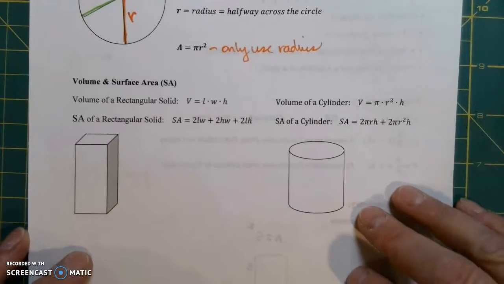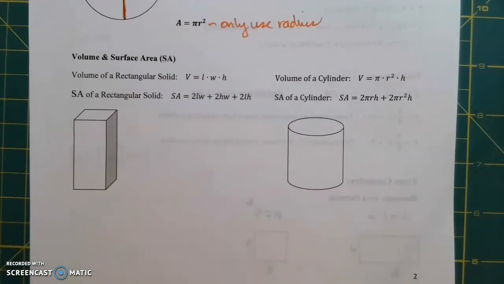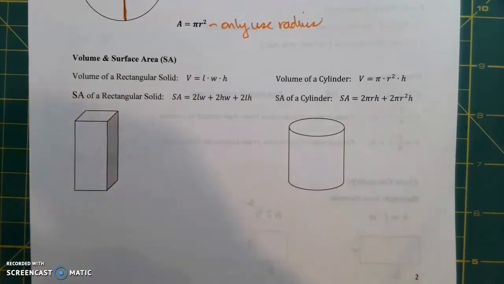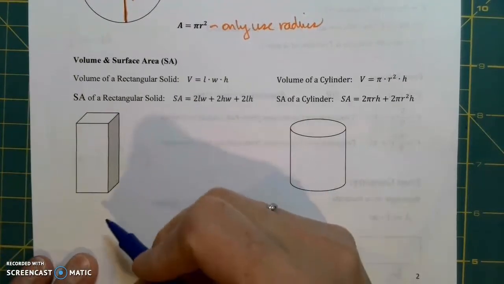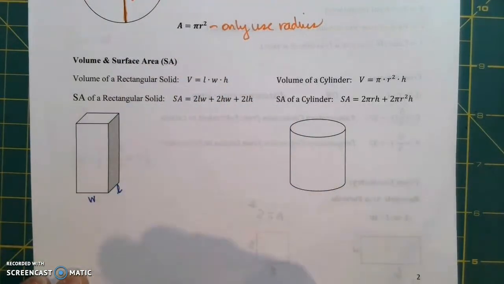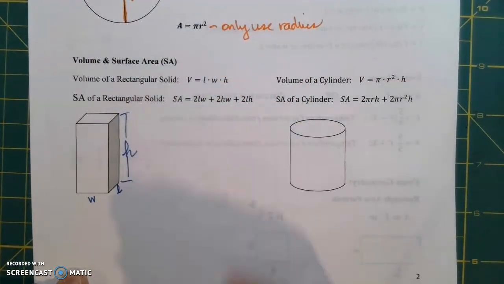All right, volume and surface area. So the volume of a rectangular solid is essentially the extension of the area of a rectangle. So instead of just length times width, we now have that third dimension of height. So we're going to multiply by that as well.